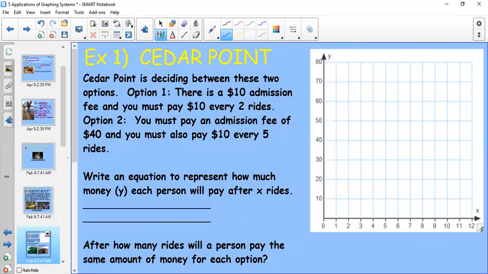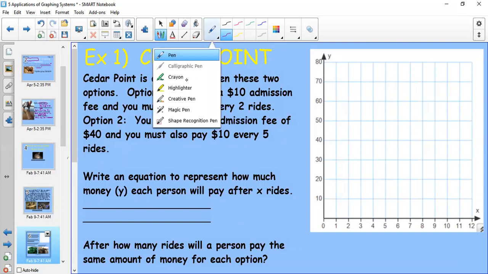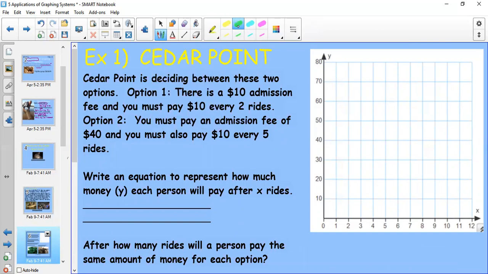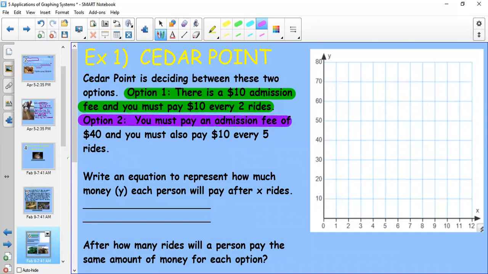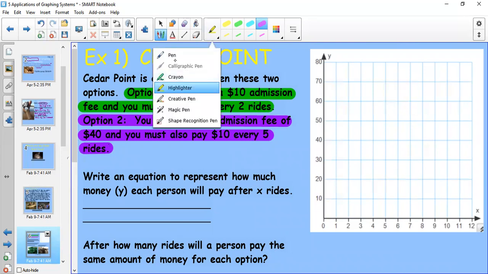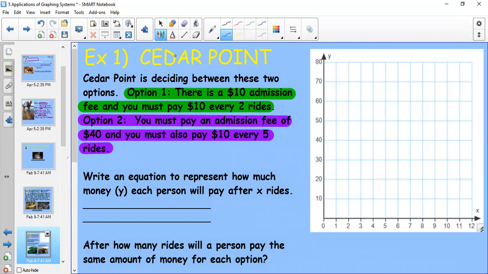Okay, so we have two options. I'm going to highlight those options. Option 1, I'm going to put in green here. Cedar Point is deciding between these two options. Option 1, there is a $10 admission fee, and you must pay $10 every 2 rides. The next one I'm going to put in pink here. Option 2, you must pay an admission fee of $40, and you must also pay $10 for every 5 rides that you go on. So we have two options here that we can choose from.